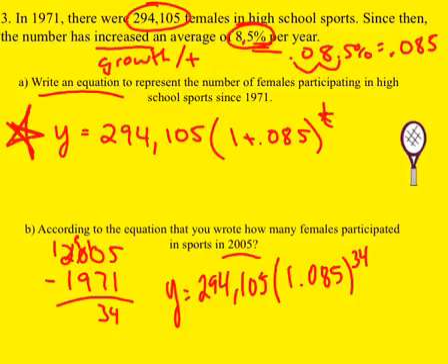So you have to know how to use the caret key, right? And you have to know that. One thing you could do is put the 1.085 in the calculator, alright? And you could go, well, I need to put that to the 34th power. You should get a value, 1.085 to the 34th. It looks like 16. Times this by 294,105.